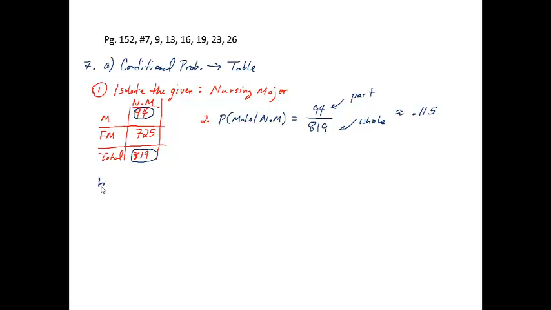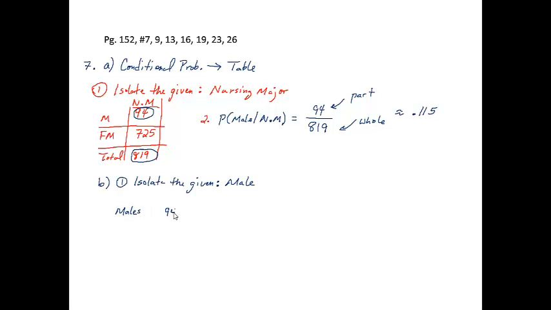All right, part B. It says, find the probability that a randomly selected student is a nursing major given the student is a male. So this time they flipped it on us. We still have a conditional probability. We're still working with the table. So the first thing we want to do is isolate the given. This is where you always start with your conditional probabilities. Let's isolate the given. This time the given was that the student is male. So I know for a fact that the student's male, so I'm going to isolate the males.